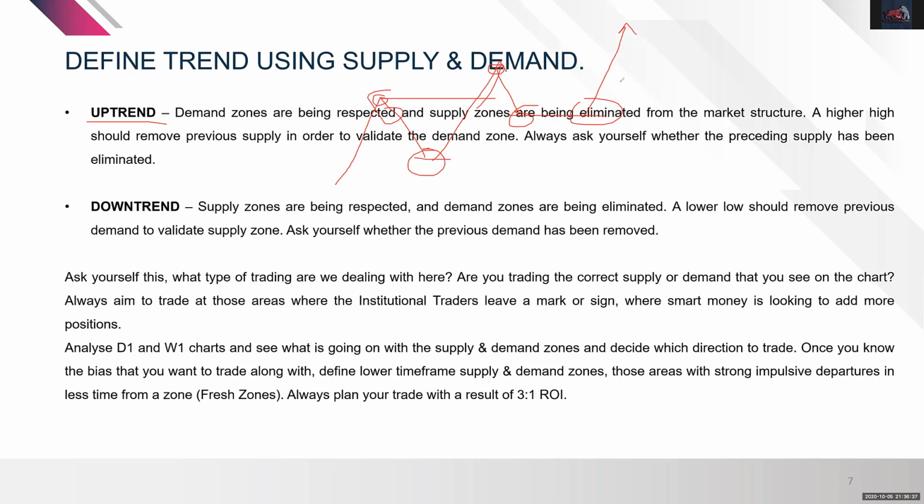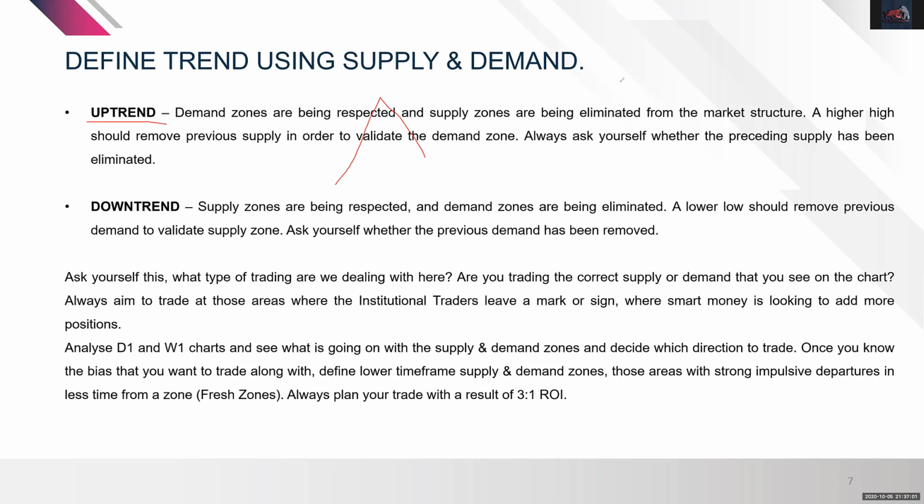A higher high should remove the previous supply in order to validate the demand zone. You must always ask yourself whether the preceding supply has been eliminated. Has it been violated? Has it been engulfed? Now, coming to a downtrend.